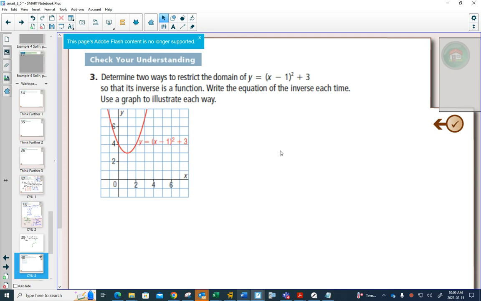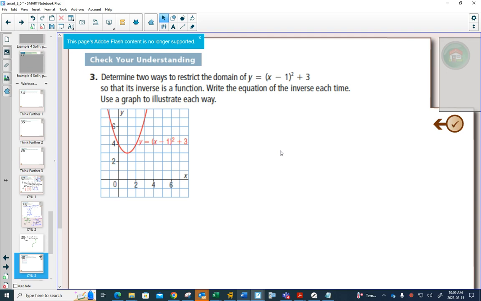First of all, we have a parabola. Does this parabola pass the horizontal line test? No. So currently, its inverse will not be a function. The only way that I could make its inverse a function is if I erased part of the parabola. And that's what this question is looking at.